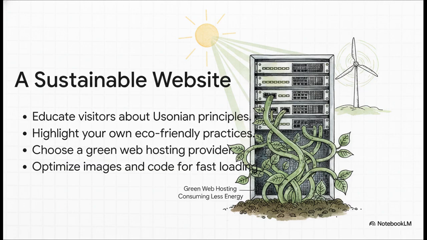And this is super practical stuff. For example, you can choose a web host that runs on renewable energy. You can also optimize your code and your images so the site loads faster. Now, why does that matter? Well, smaller files and more efficient code require less processing power, which means they consume less energy on both the server and on the user's device. A sustainable website is almost always a fast, efficient website.